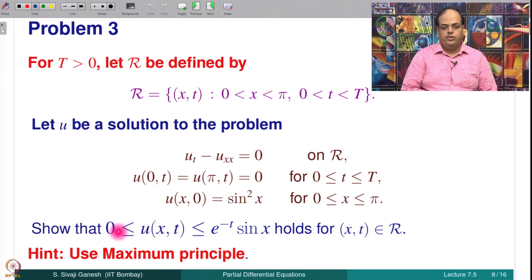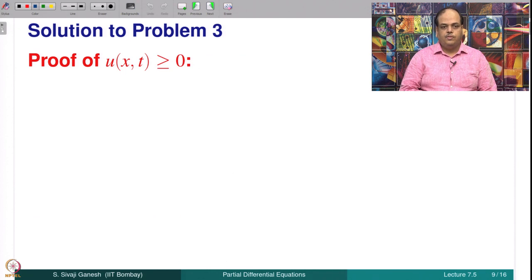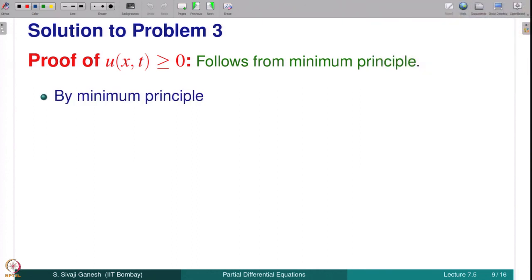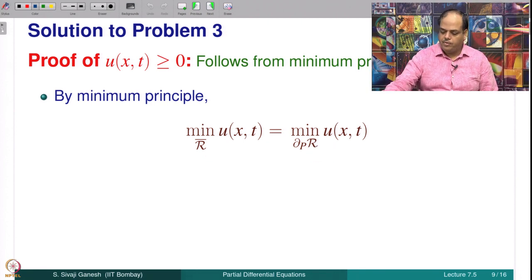So, what we have to show is actually two inequalities. We have to show 0 is less than or equal to u of x, t and u of x, t is less than or equal to e power minus t into sin x. So, let us prove the first one, that is u of x, t is greater than or equal to 0. It follows from the minimum principle. By the minimum principle, we know that the minimum of u on R closure is actually the minimum of u on the parabolic boundary of R. What is the parabolic boundary of R?